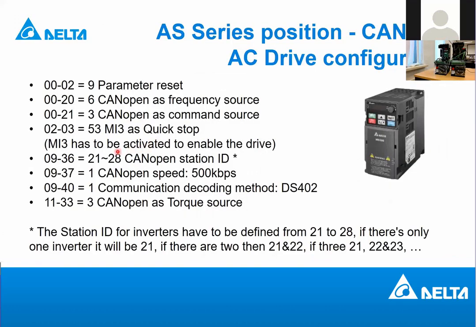The next step, we have to set the digital input of the drive, MI3, as quick stop. To do that, we go to parameter 02, 03. We set it as 53. I've connected a cable on this terminal, and I shorted the cable. It's to help us with the quick stop of the drive in case of emergency. So parameter 02, 03, let's make it 53.